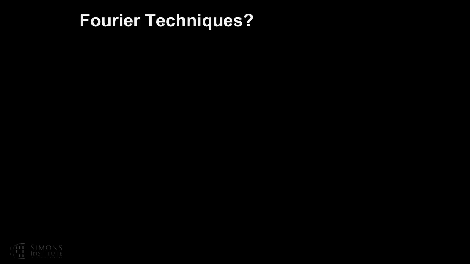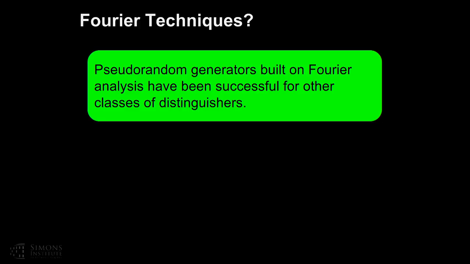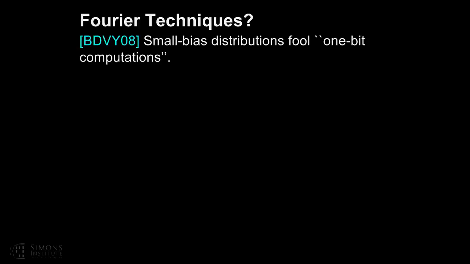So one place that we might want to look for techniques is Fourier analysis. There's been a lot of success in building pseudorandom generators whose analysis is built on Fourier analysis, and this has been successful for other classes of distinguishers, not for small space necessarily, but for other things. So let me give you some examples. This is a very incomplete list. So we know that for space 1 bit, we can actually get logarithmic seed length, and that's using small bias distributions, which are a very nice tool.